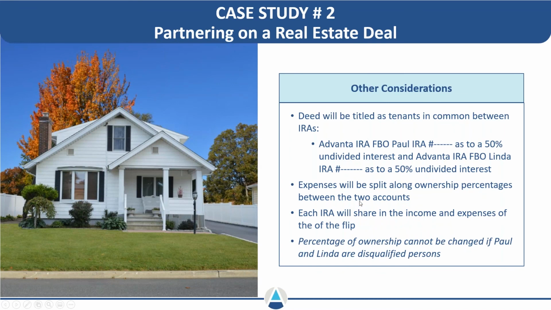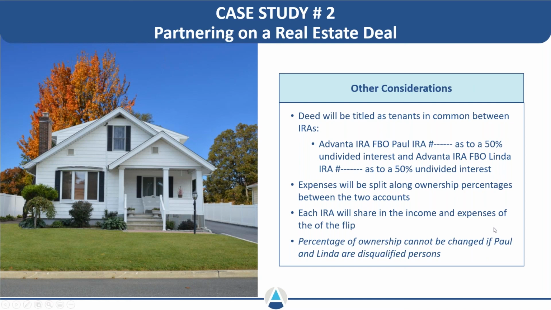And then some other considerations: the deed will be titled between the two IRAs if they are going to be splitting it up on the deed. Again, you can use an LLC, and I'll show you how that goes in a second. Expenses are going to be split along the percentages of ownership. So for any rehab costs, if it needs a new roof, or new electrical, everything's going to be split. And in this case, if it's 50-50, Paul's IRA and Linda's IRA are both going to have to kick in a check for their percentage of this.